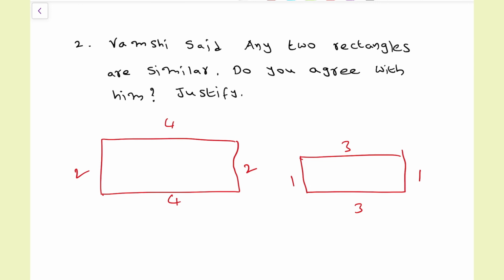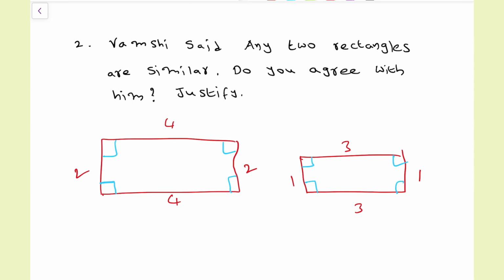First, let us check the corresponding angles. In a rectangle, we know very well that every angle is 90 degrees. So this is 90 degrees, here also 90 degrees. This is 90, this is also 90. This is 90, this is also 90. This one is 90, this one is 90. All the corresponding angles are equal.